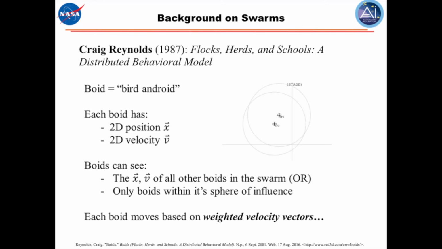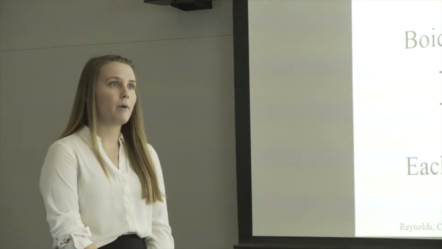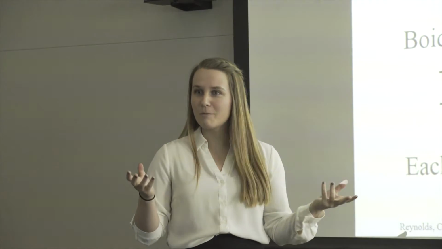So I'm going to give you a little background on swarming, and the main swarming algorithm was thought up by Craig Reynolds in 1987. His paper was called Flocks, Herds, and Schools, a Distributed Behavioral Model. It lays out super simple rules that these boids, bird androids, I'm going to refer to them as boids the rest of this, they sound weird, but it just means bird android, how they can follow simple rules to create formations and swarms.